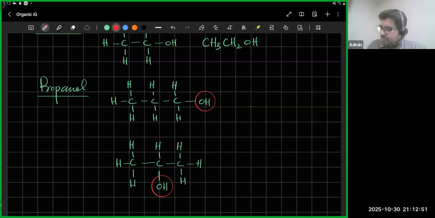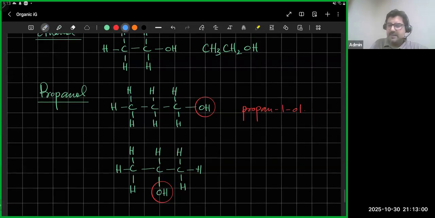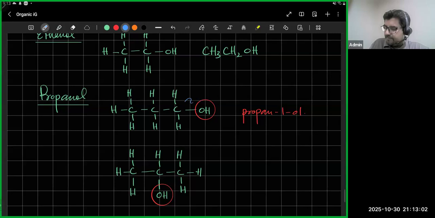So this one is propan 1-ol because the counting is done from the side that's closer to the group that's attached. So you're going to count from the other side. The OH is on the first one. Over here, it doesn't matter. You count from the left side or the right side. The OH is on the second one. So this one is going to be propan 2-ol. Is that clear?